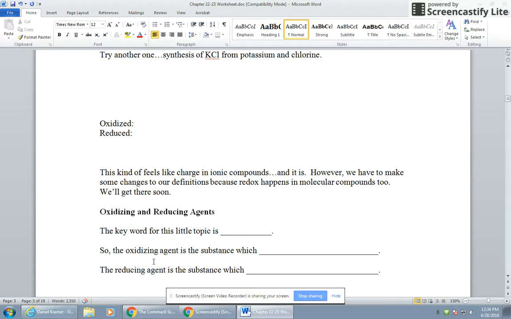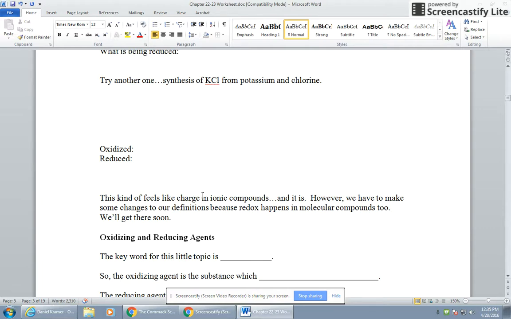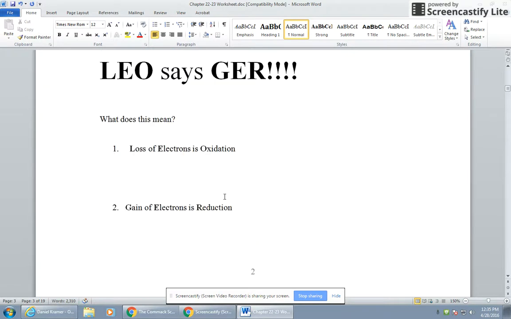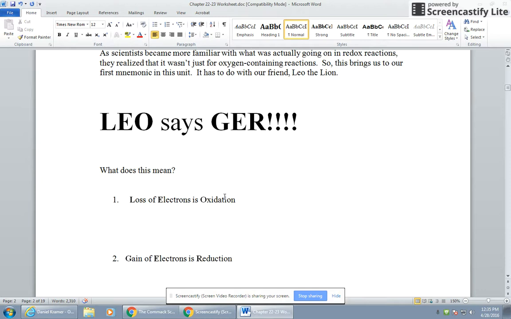And it kind of feels like charge, because it really is, but we have to make some changes to our definitions, and that's for a little bit later. But right now, I just want you to see the application of oxidation and reduction and the use of Leo says GER in order to figure out what's getting oxidized and what's getting reduced.